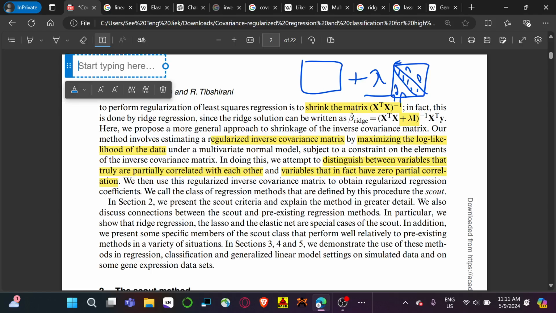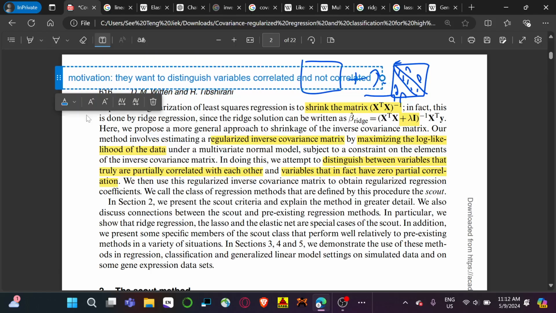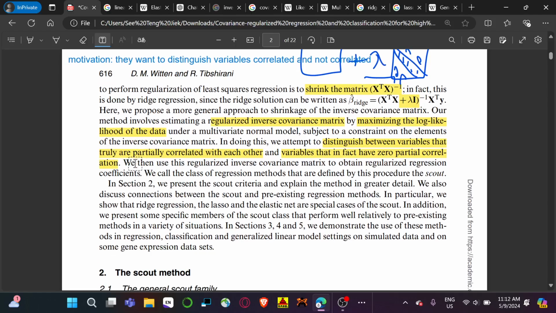So basically the motivation is that they want to distinguish variables that are correlated and not correlated. That's their motivation. Okay, so they then use this regularized inverse matrix to obtain regularized regression coefficients. They call this class of methods the scout.